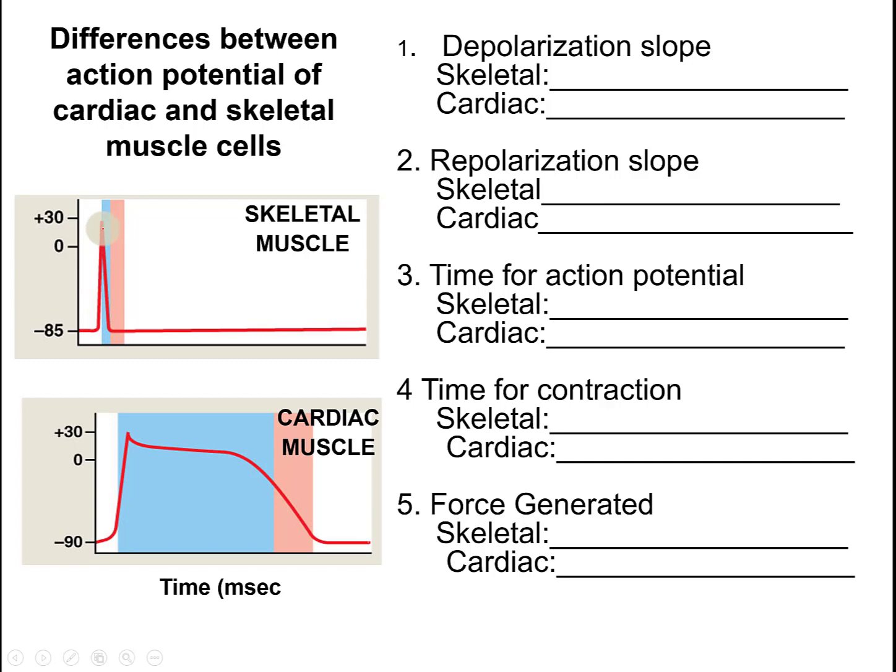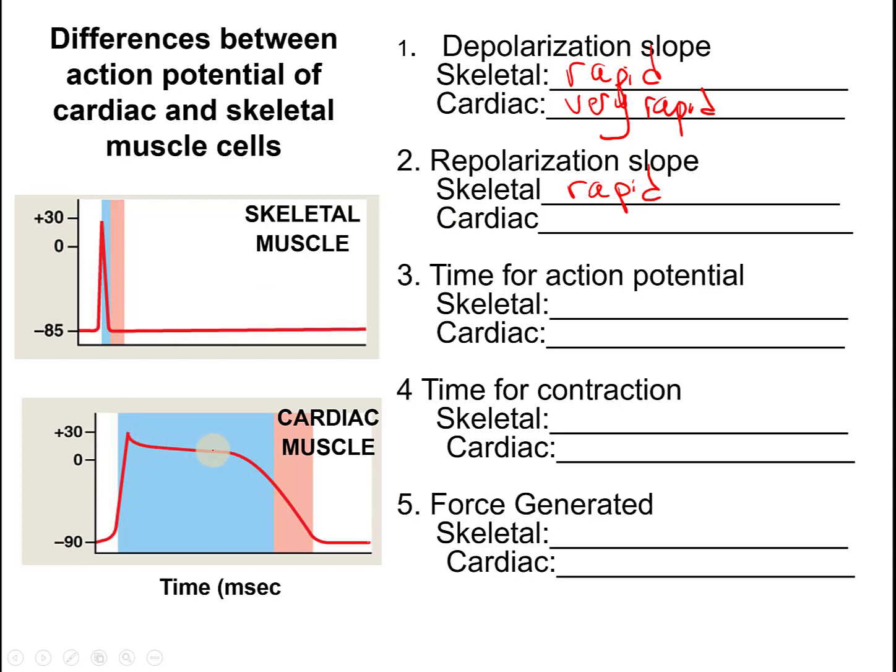This one has a pretty rapid depolarization, as does this. So we could say they're both pretty rapid, although believe it or not, cardiac muscle is very rapid. Repolarization is when you go back down to negative, where the cell is polarized. So you can see that repolarization in a skeletal muscle cell is fairly rapid. So I'm going to say rapid. Okay, it goes down pretty quickly.